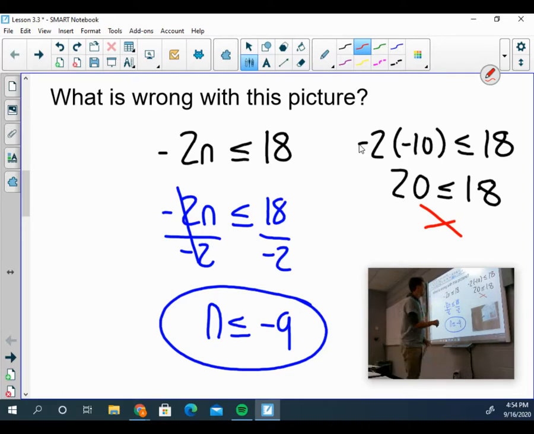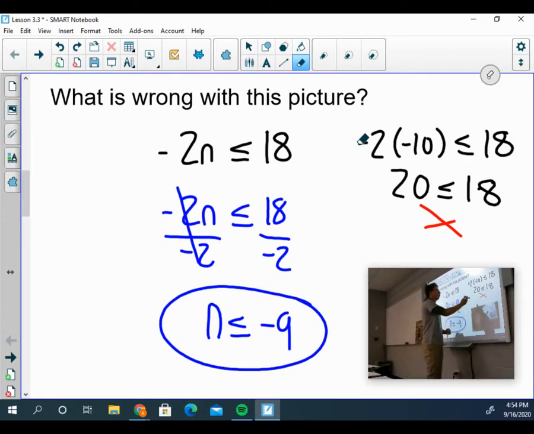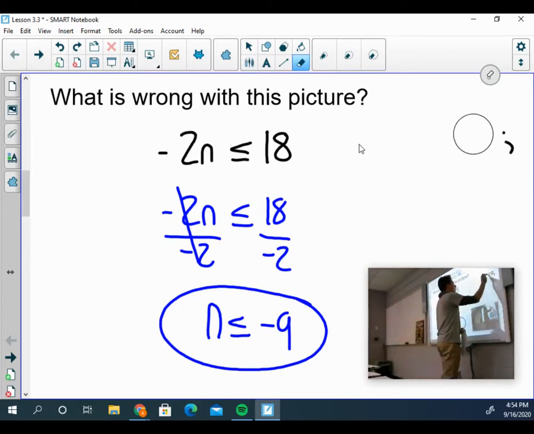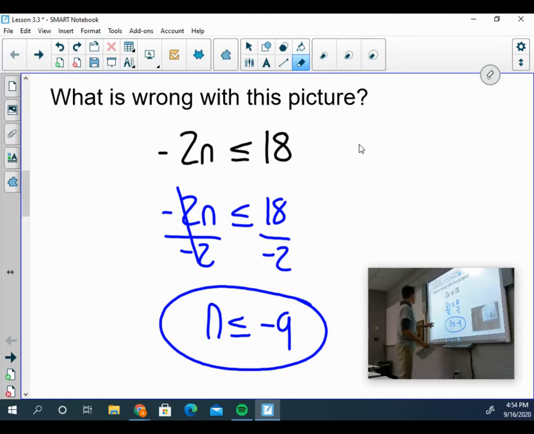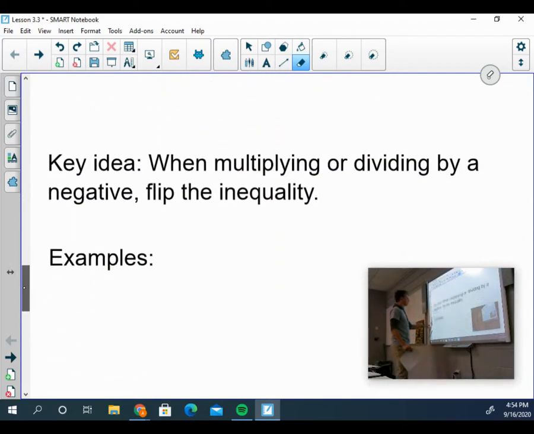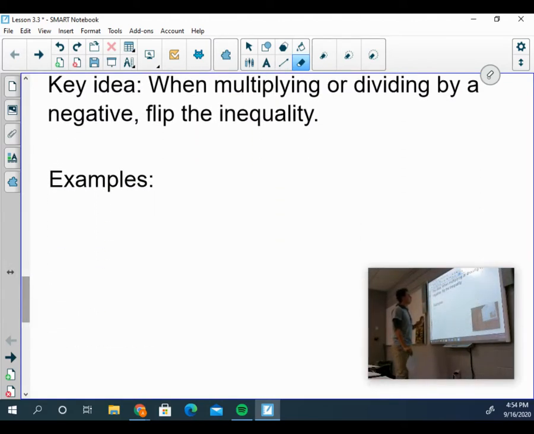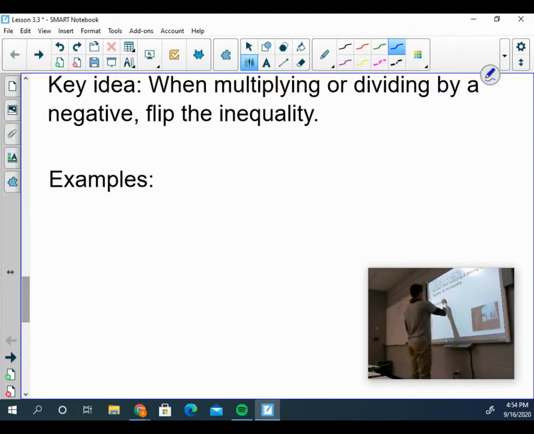Well, I'm sure you have forgotten, if you cannot figure this out, the point that your previous math teacher about inequalities hammered home. And it is the following. When multiplying or dividing by a negative, we must flip the inequality. When multiplying or dividing by a negative, please do not forget to flip the inequality. Let's go through an example.